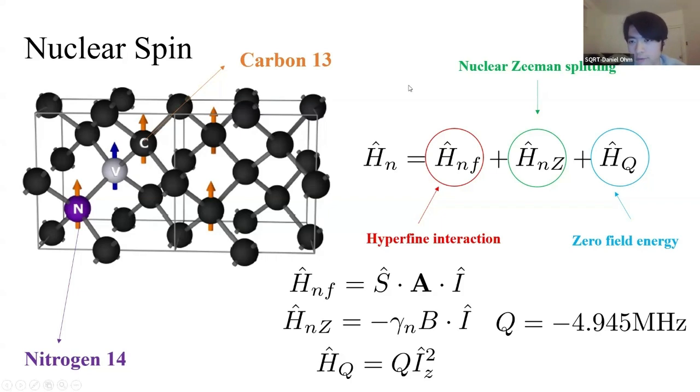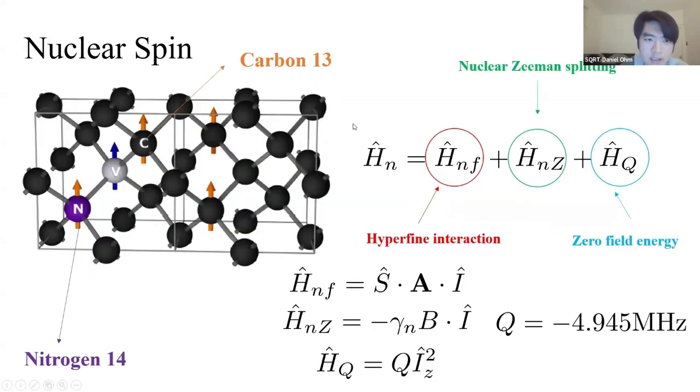So if you look closely into the NV center, there are actually three components. You have a hyperfine interaction, you have a nuclear Zeeman splitting, and you have a zero field energy. The hyperfine interaction is actually what we want to concentrate mostly on, and these are due to the interactions basically between the nuclear spin and the electron spin.